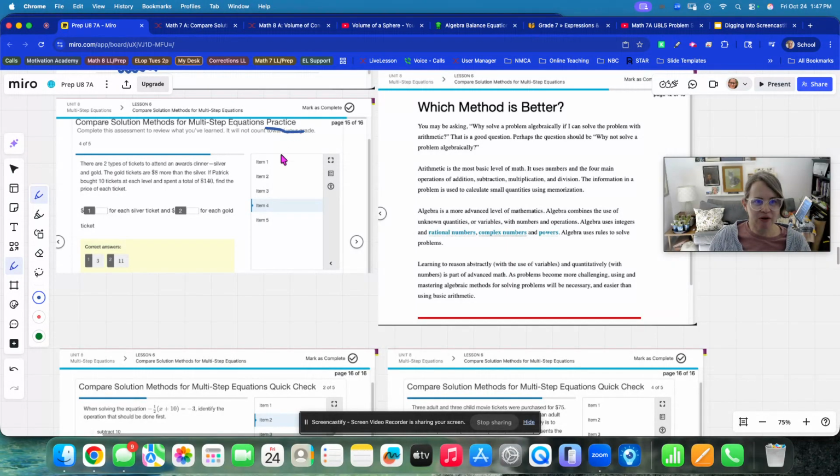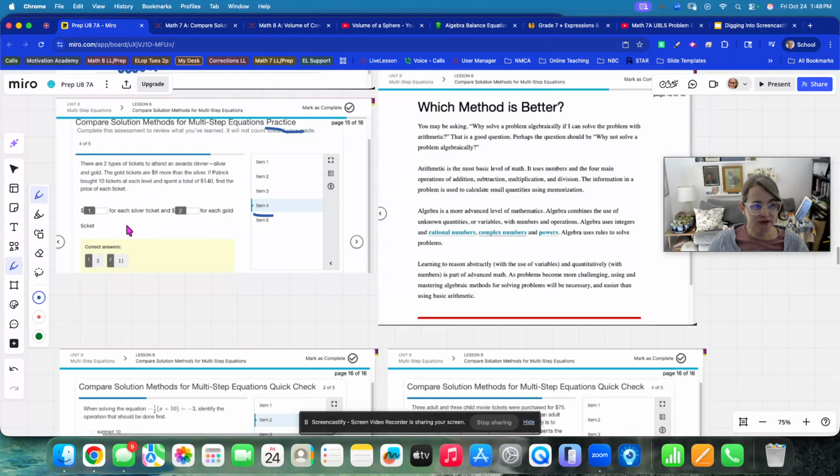This is one of your practice problems, item 4. There are 2 types of tickets to attend an awards dinner, silver and gold. The gold tickets are $8 more than the silver tickets. If Patrick bought 10 tickets at each level and spent a total of $140, find the price of each ticket. So what I'm thinking here is, we know gold is 8 more than silver. We know the total. We know that he bought 10 of each kind.